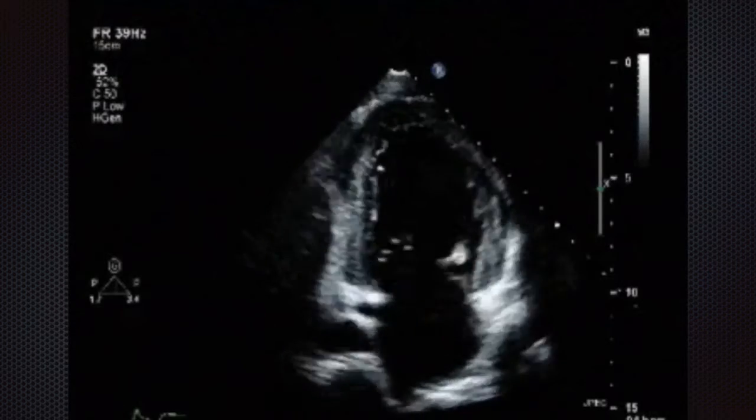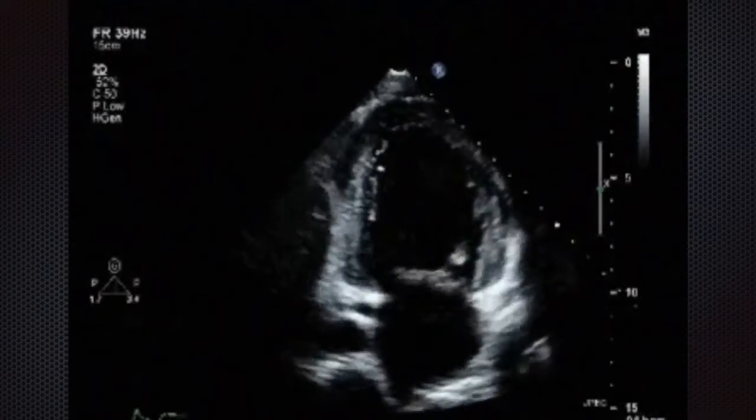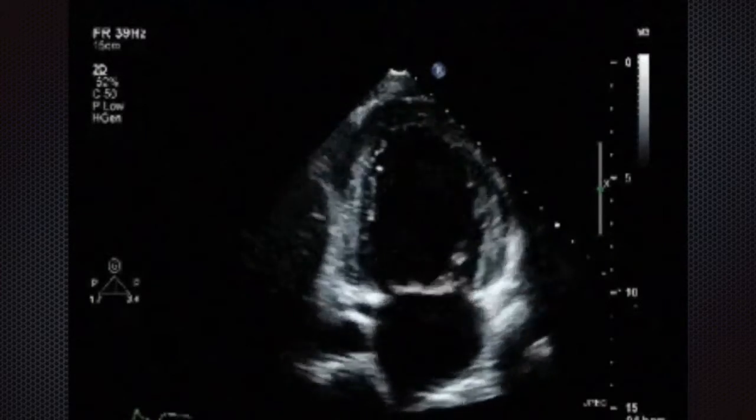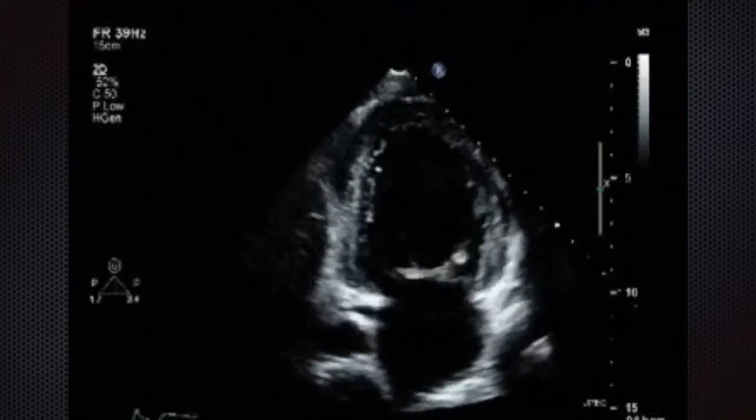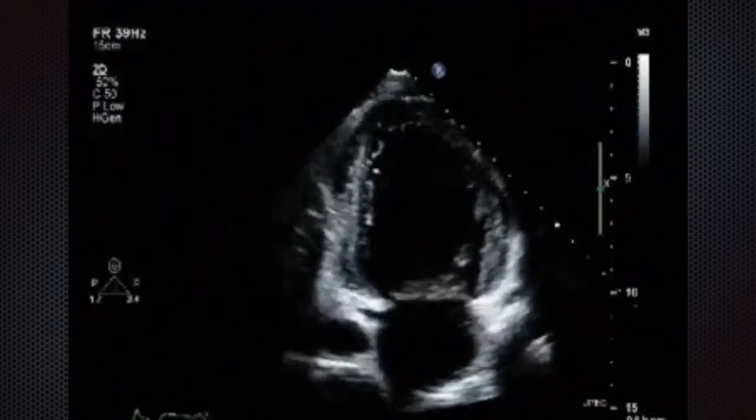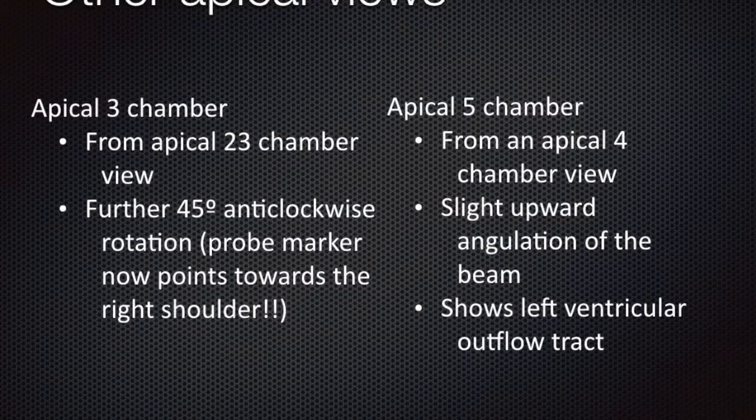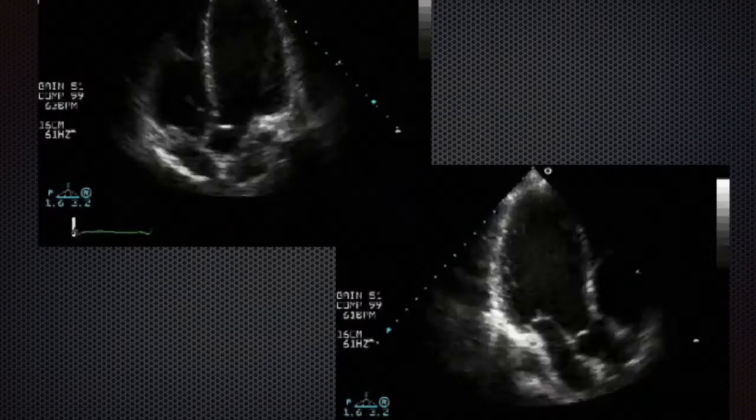So this is what the apical 2-chamber looks like. Now, with slightly different rotations of the probe and angulations, we can also bring another 2 views, and that's the apical 3-chamber and apical 5-chamber. So let's show you what they are.